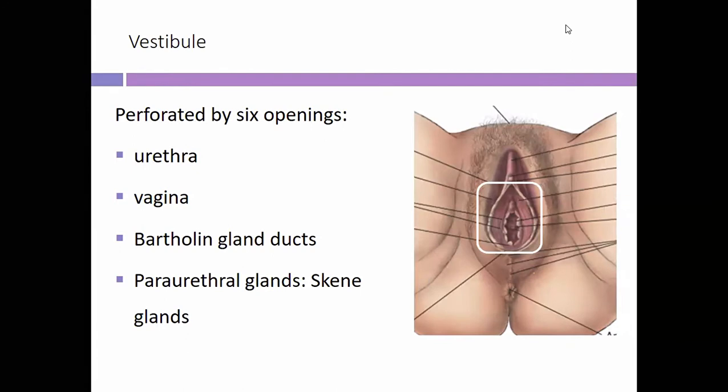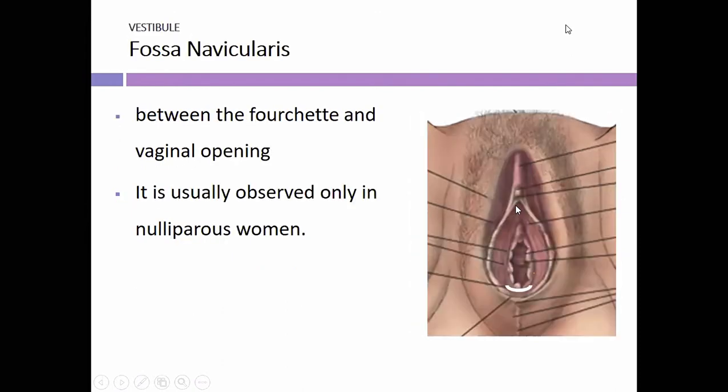Now, the vestibule, the significance: it is perforated by openings. There is the urethral opening, the vaginal opening, then there are the openings for the Bartholin's duct, as well as the paraurethral or the Skene's duct.